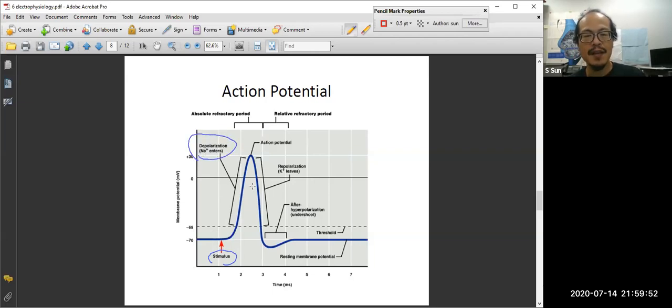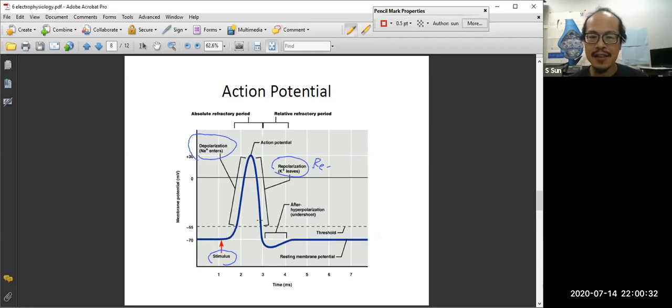Then it reaches the peak, and then it quickly turns back. This one is repolarization, because it regained that polarization. And then it reaches the resting membrane potential again. So this is the action potential. This action potential is the same in neuronal cells, in muscle cells, in secretory cells. It's all the same. So if we learn this one, we know the action potential of all other cells.